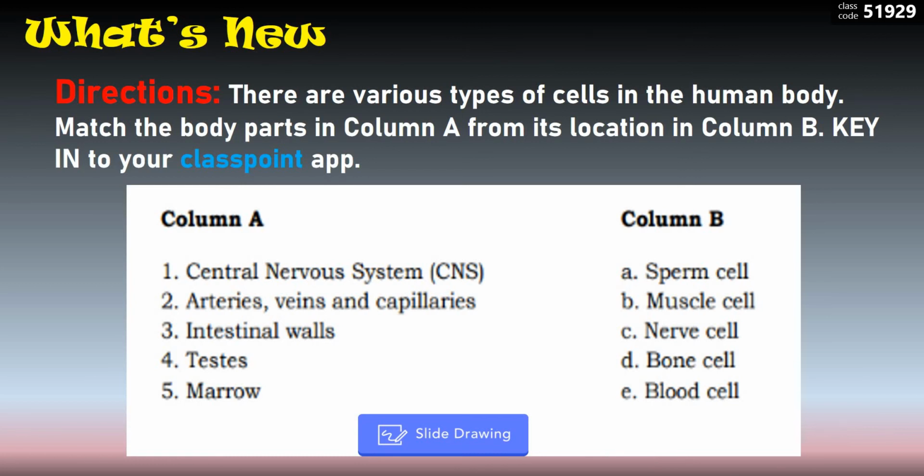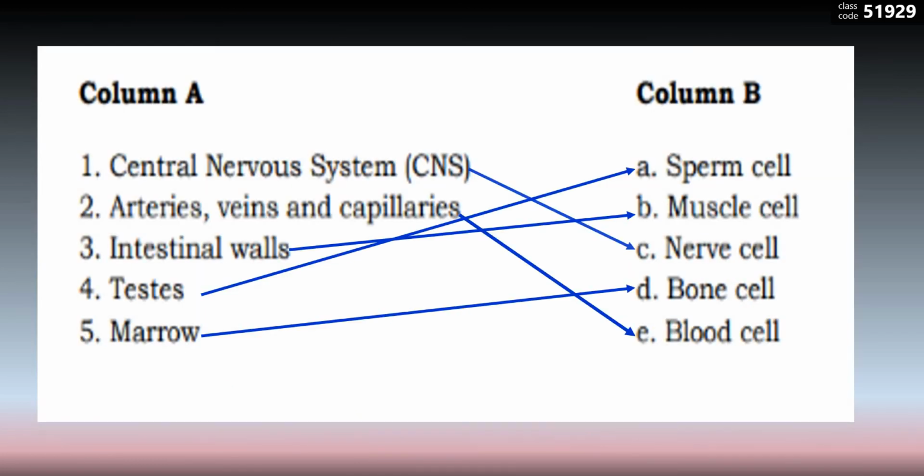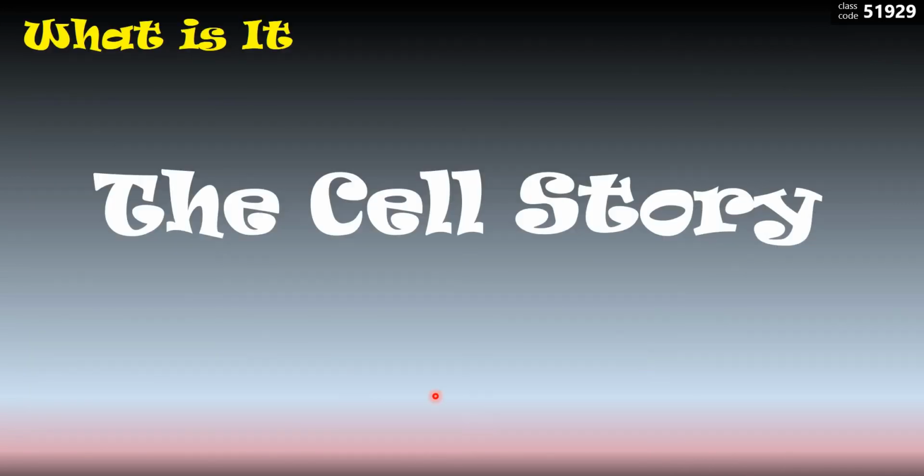Okay, time is up. So we have to reveal the answer. The answer is: for the central nervous system, that is the nerve cell; arteries, veins, and capillaries, we have the blood cell; intestinal walls is for the muscle cell; testis is for the sperm cell; and marrow is for the bone cell. Congratulations. What is it? This is a story about the cell. So let us call this the cell story.